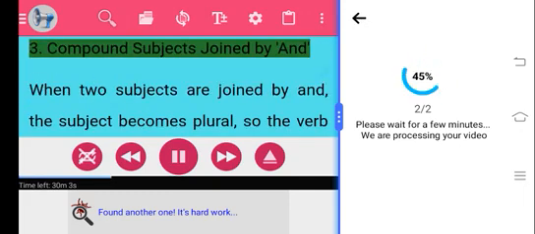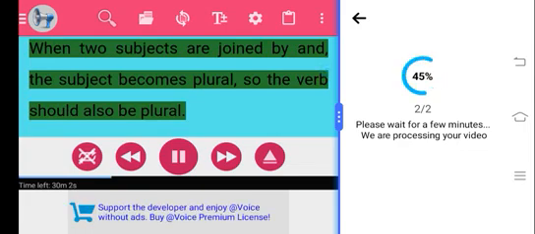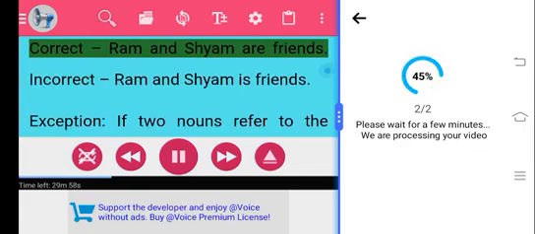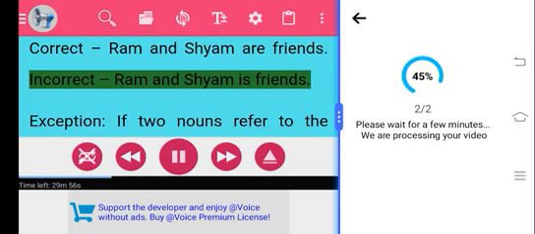Compound subjects joined by "and." When two subjects are joined by "and," the subject becomes plural, so the verb should also be plural. Correct: Ram and Shyam are friends. Incorrect: Ram and Shyam is friends.